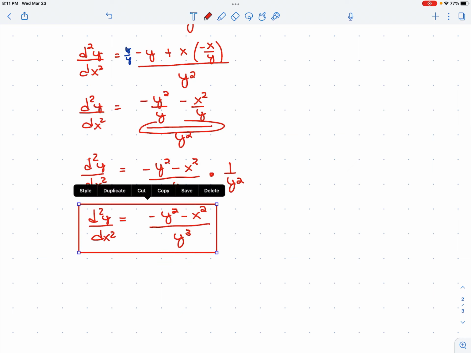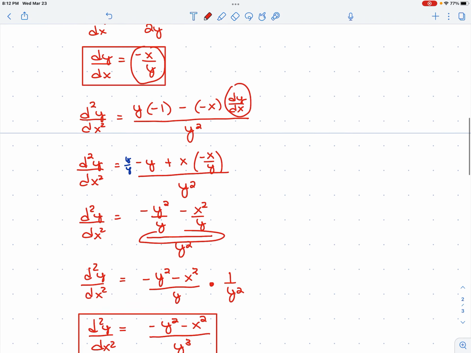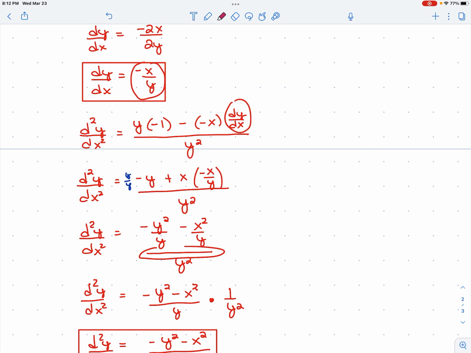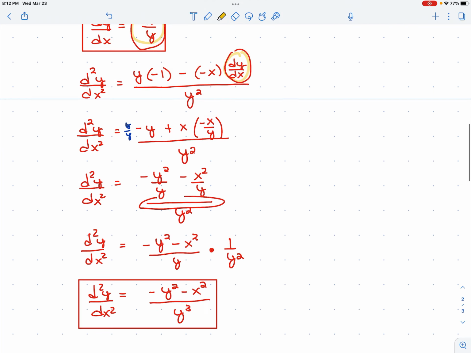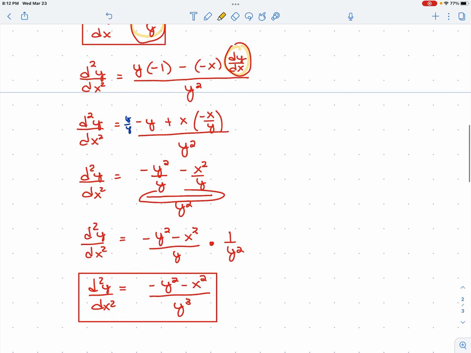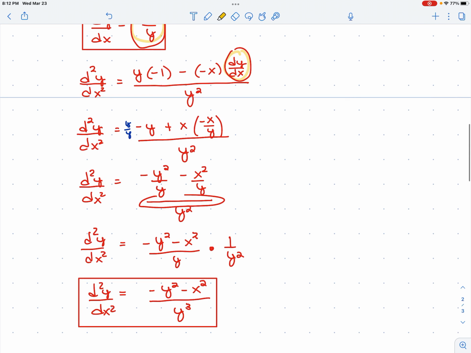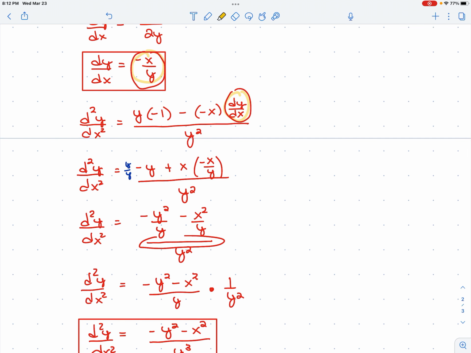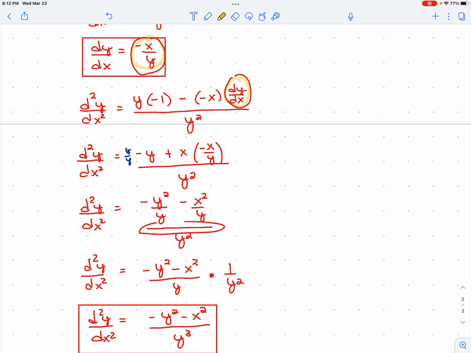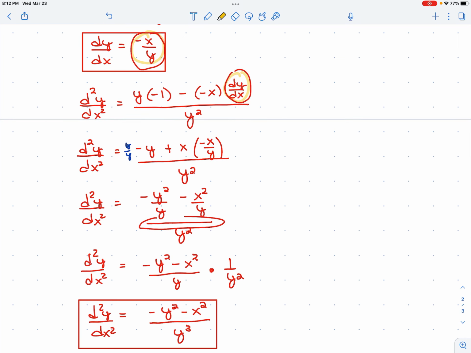And that's the second derivative, all in terms of x and y. And if you don't replace this right here, then it would be in terms of x, y, and the first derivative. So you should replace that with an expression in terms of x and y. Hopefully that helped.